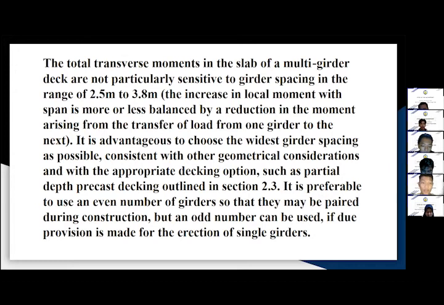It is advantageous to choose the widest girder spacing possible, consistent with all the geometrical considerations and with the appropriate decking option, such as partial depth precast decking outlined in section 2.3. It is preferable to use an even number of girders so that they may be paired during construction, but an odd number can be used if provision is made for the erection of single girders.